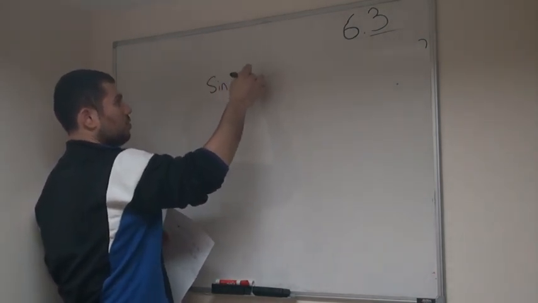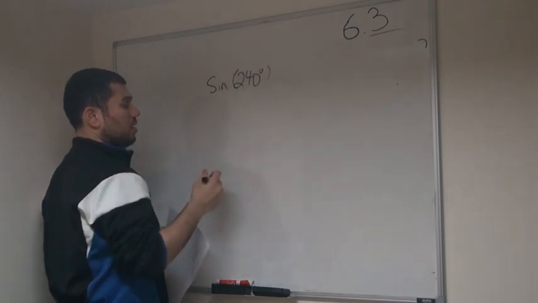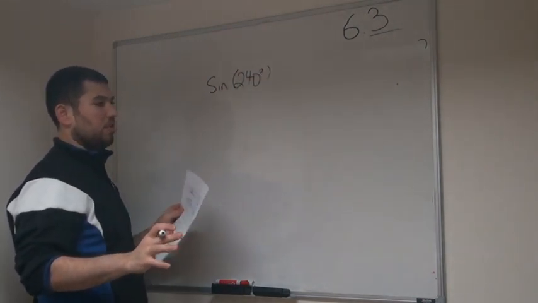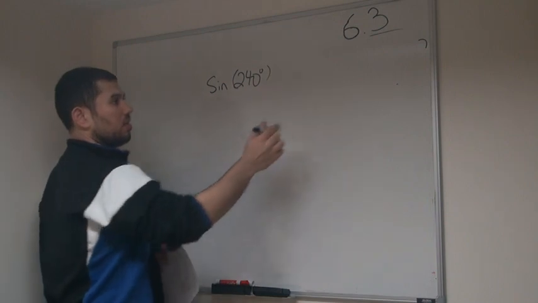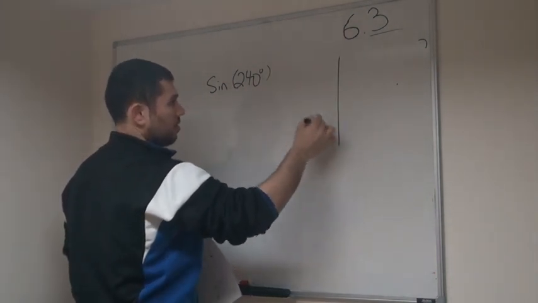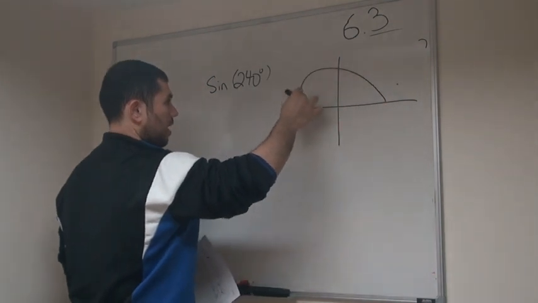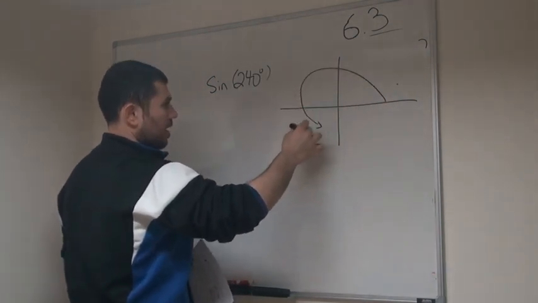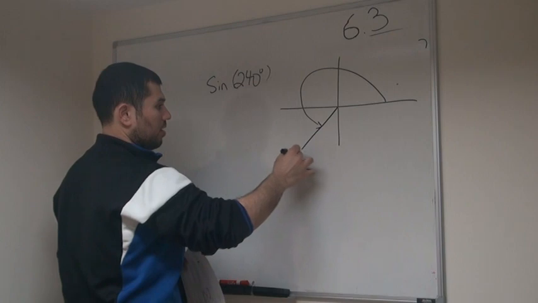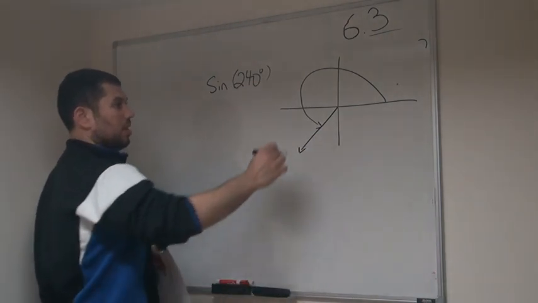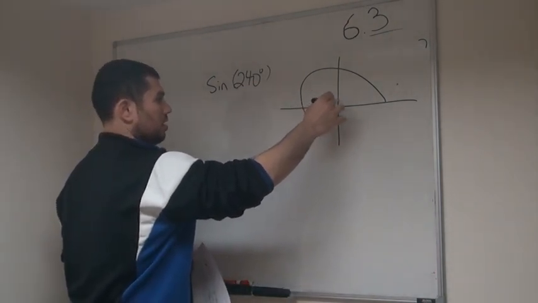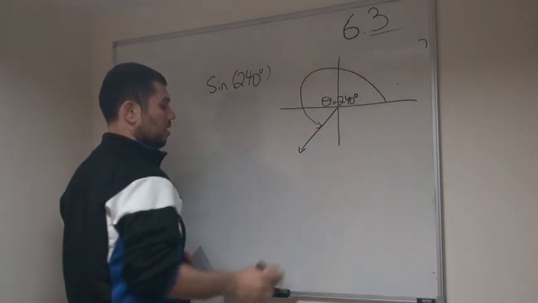The sine of 240 degrees. Well, my hint to you is always, firstly, let's draw this out. So I'm going to draw this guy out. 240 degrees goes above 180, and it goes into this quadrant, quadrant 3. That's theta equal to 240 degrees.